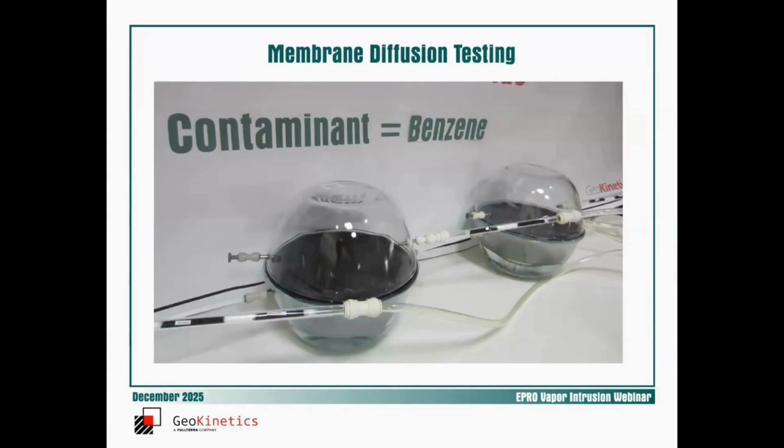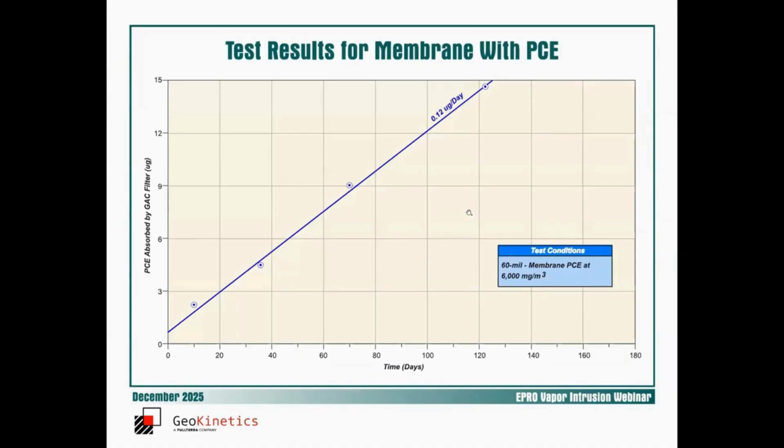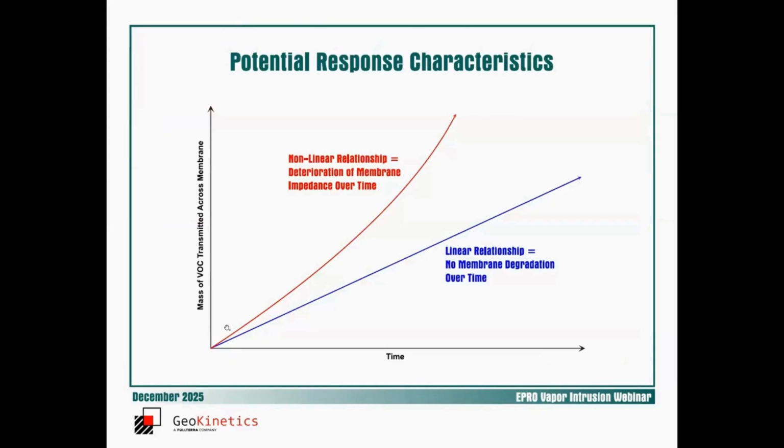We've had to use larger and larger test containers over the years as the membranes have gotten better and more restrictive. This is a typical result that we like to see: data points falling on a straight line in a linear fashion. Our minimum test period, usually for this type of testing, is 120 days. We've had samples that have been running for years. What we don't want to see is, as time goes on, a higher transmission rate, which tells us the membrane is degrading. So again, Peter's company, EPRO, has a lot of data and can provide this.